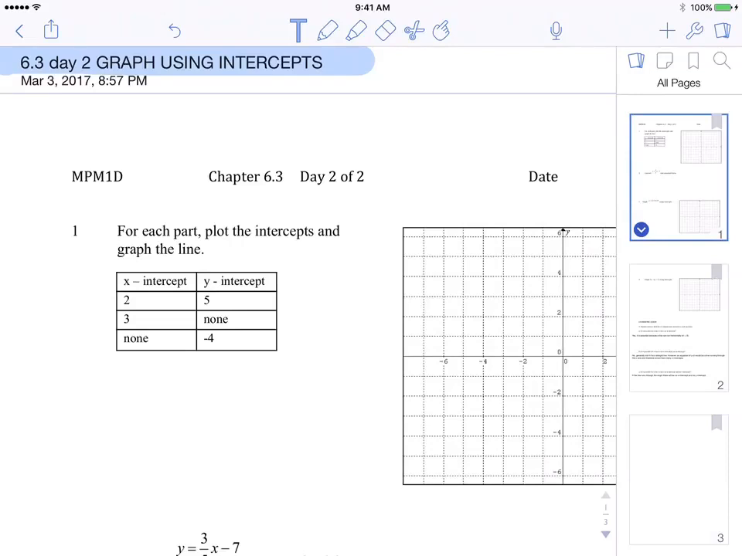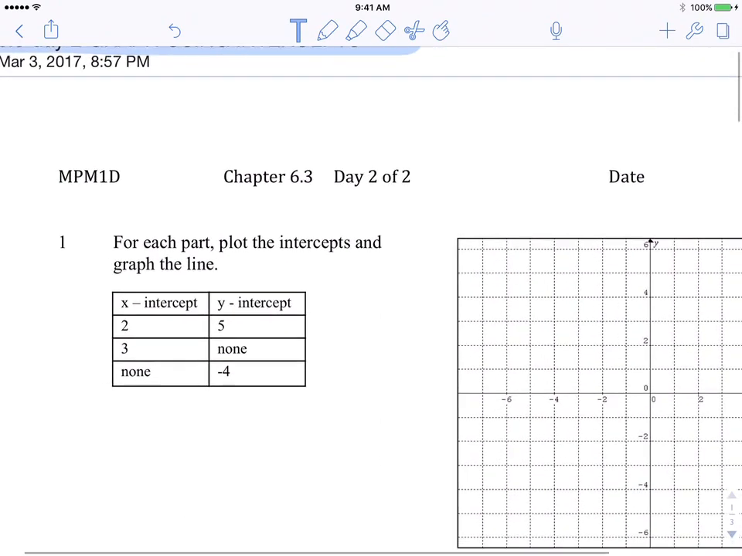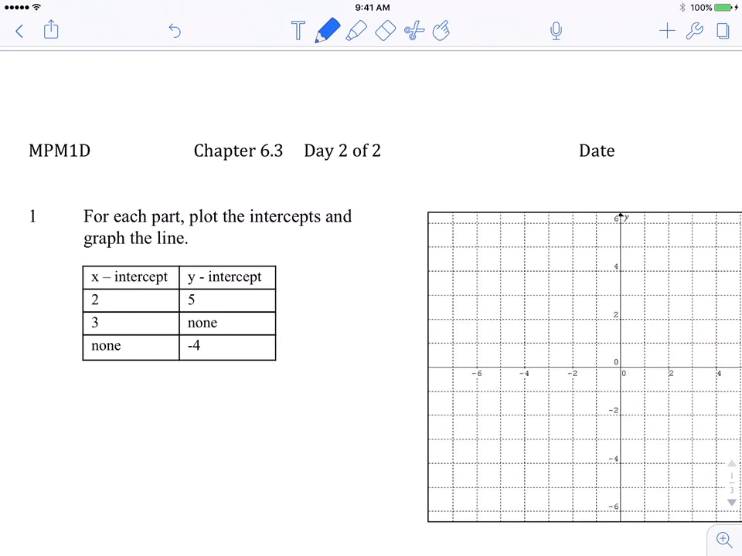Okay, let's take a look at graphing using intercepts, day two. As a quick review, let's just look at the word intercepts. When you hear or read the word intercepts, immediately you should be thinking where the line crosses the x-axis and where the line crosses the y-axis.